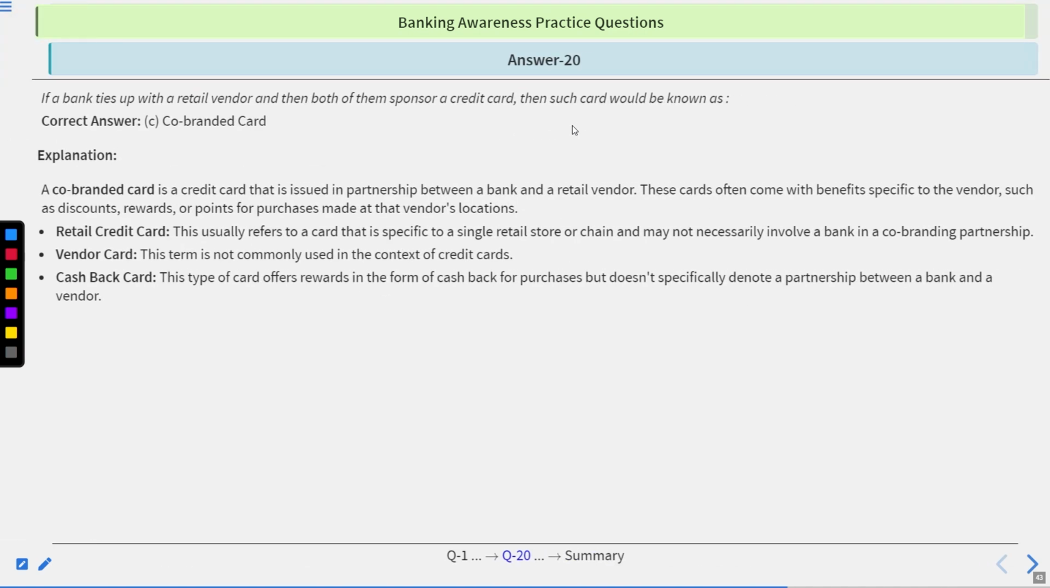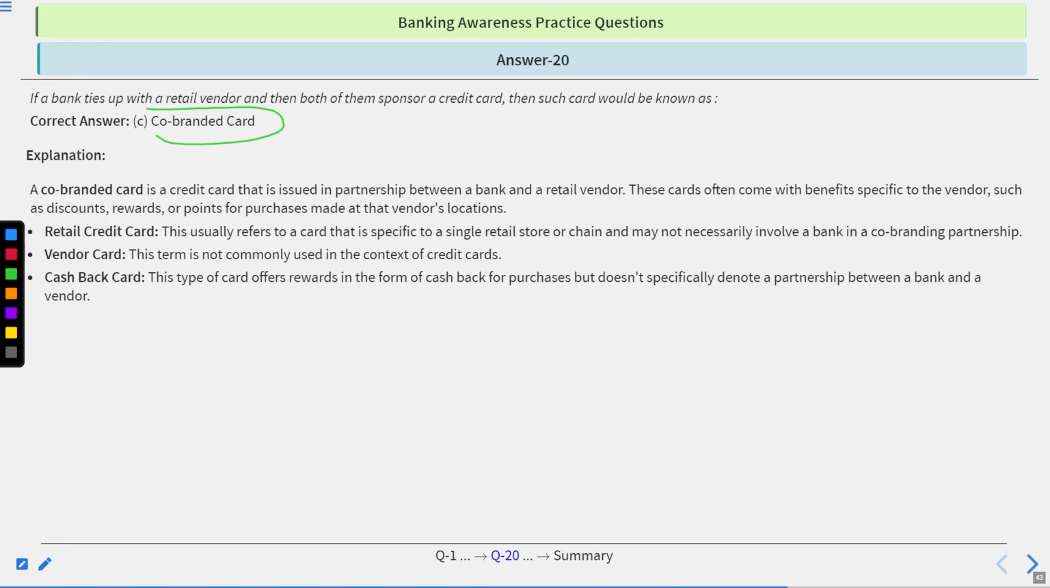Time's up. Correct answer is C, co-branded card. It is a credit card that is issued in partnership between a bank and a retail vendor. This card often comes with benefits specific to the vendor, such as discounts, rewards, or points for purchases made at the vendor's location. Retail credit card usually refers to a card that is specific to a single retail store or chain and may not necessarily involve a bank in a coordinating partnership.